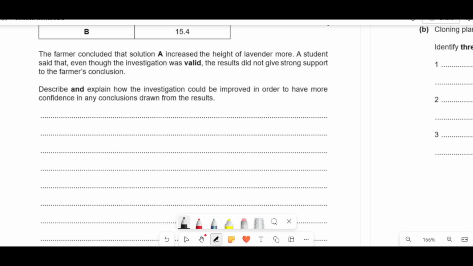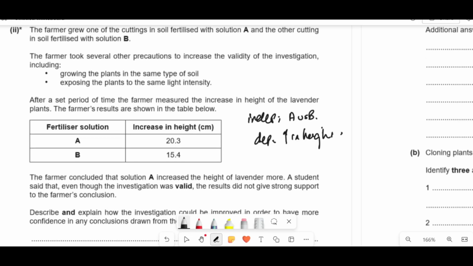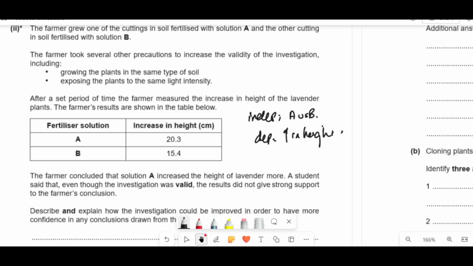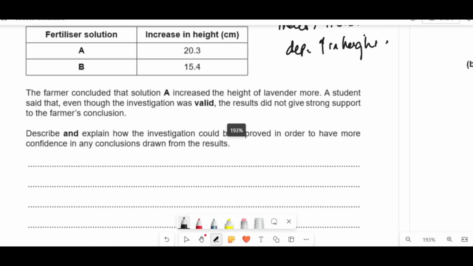So now it says the farmer concluded that solution A increased the height of lavender more. A student said that even though the investigation was valid, the results did not give strong enough evidence to support this conclusion. Describe and explain how the investigation could be improved to have more confidence in any conclusions drawn. So all they did is they just did one thing and they say, oh, well, it's gone up 20 centimeters, that must be fine. But okay, we've only done it once. What if that was pure luck? It was a pure fluke, right?